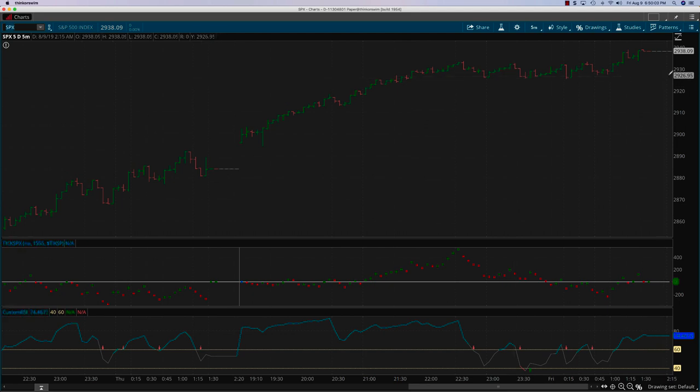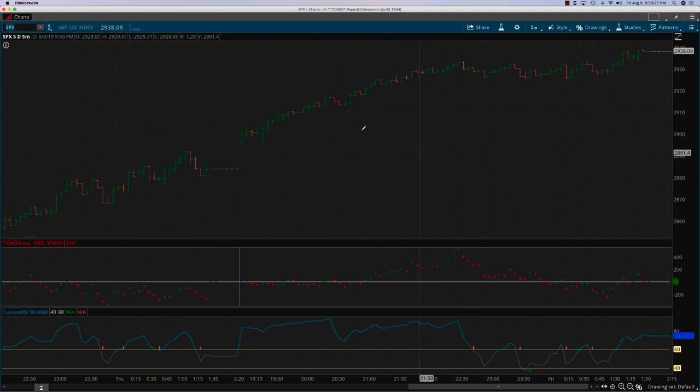That is 29.28. So that's a difference of 7 points. And so if you use a 30-35 delta option on the SPX, this can be a $1,200 to $1,400 profitable trade right there. Okay, so this is what the tick SPX is.